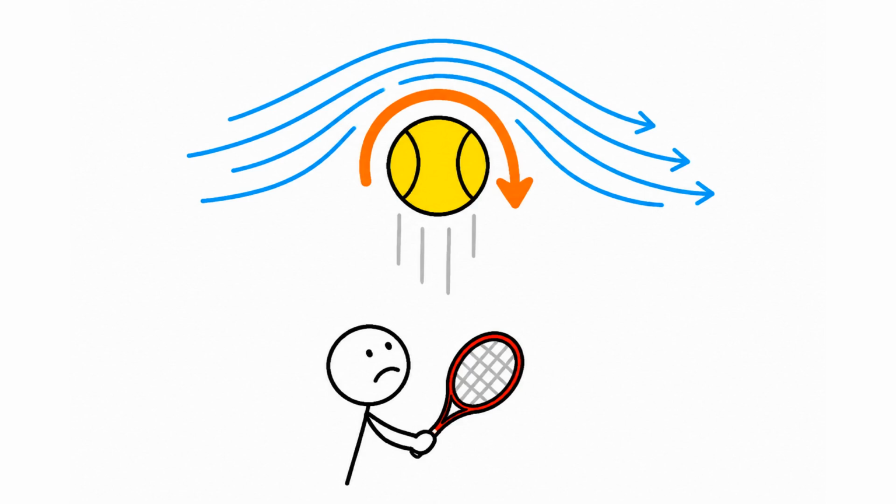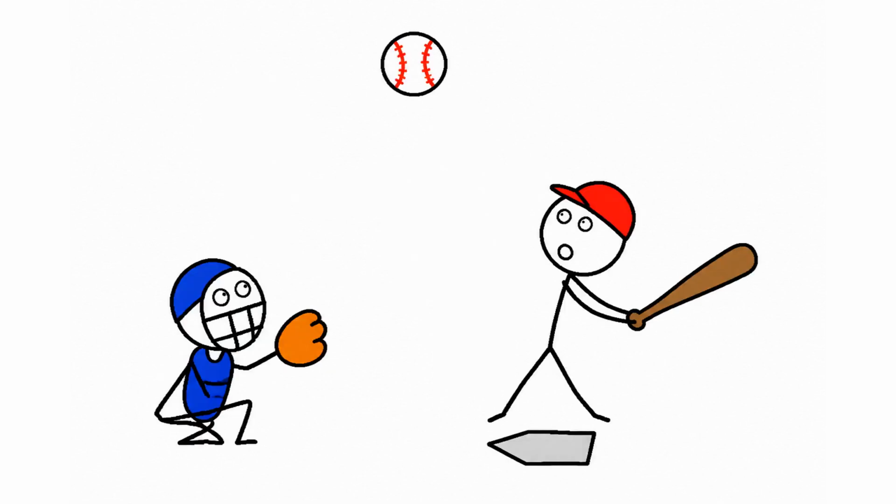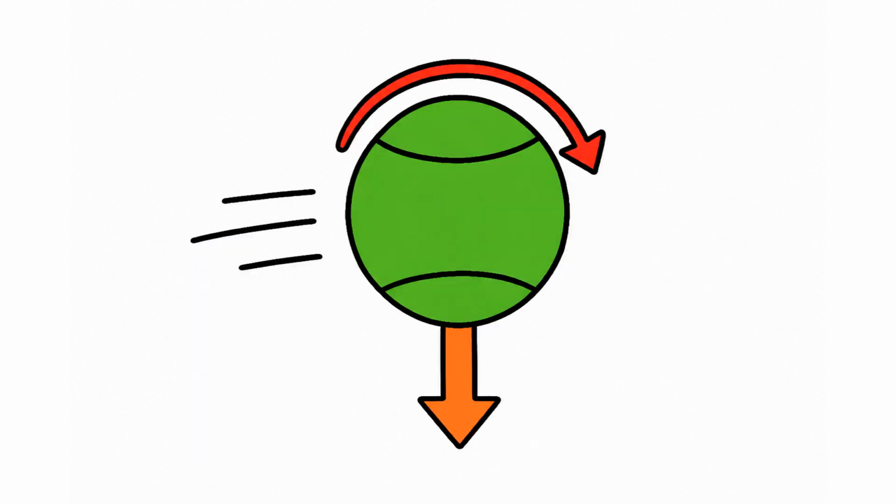Flip it, and spin the ball forward, topspin, and the push is now downward. The ball dives, dropping into the court far faster than gravity alone could pull it, which is exactly how a tennis player smashes a serve that plunges down inside the line. Ping pong, golf, cricket, it is the same invisible shove every time.